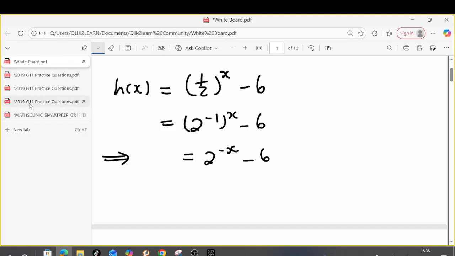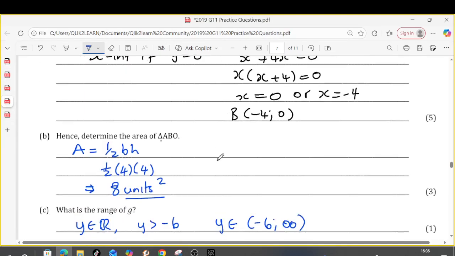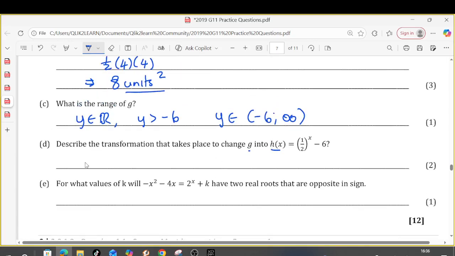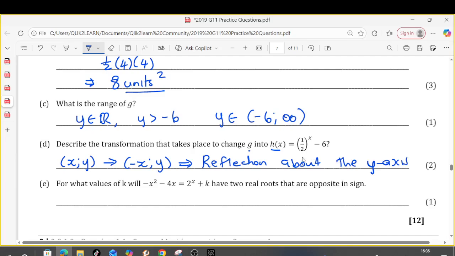So this is how you're going to answer your question. You're going to say, we started with x and y, therefore the graph changed into minus x and y. So the reflection about the y-axis. Remember, if the x changed the sign, we are reflecting about the y. And if the y changed the sign, we are reflecting about the x.